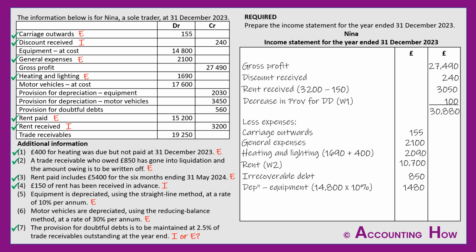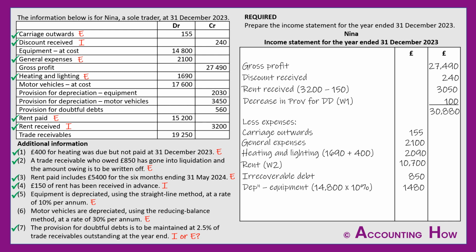£2,030. Well, that's what she's written off in previous years. And now we've written off another 1,480. So if I was to do the SFP, I would add both those 2 figures together, and then that would give me the new balance for depreciation, which would come off the non-current asset, the equipment in the non-current assets section. And I can tick that one off.